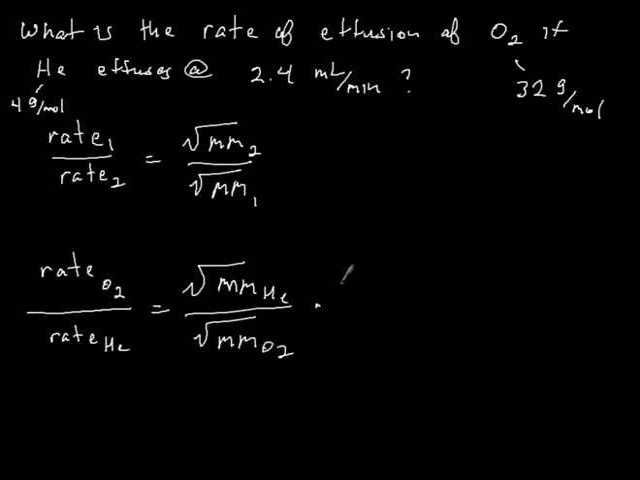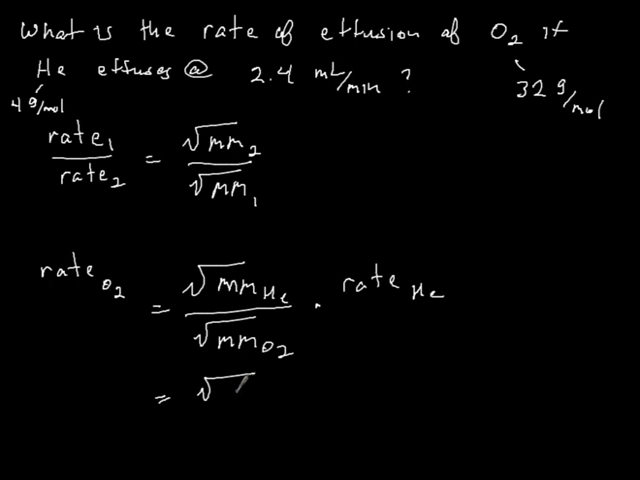And then when I multiply both sides by the rate of helium to get rid of it, now I've got rate of oxygen as a numerator. So there's my rearranged equation. Rate of oxygen is equal to molar mass of helium square rooted divided by the square root of molar mass of oxygen times the rate of helium. So now we just plug in to our calculator and get our answer.